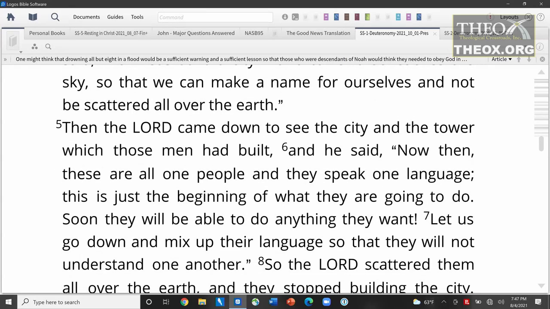So God said, I'm going to scatter you. And they said, we don't want to be scattered. And all of this is happening after the flood. This is all after the flood now.